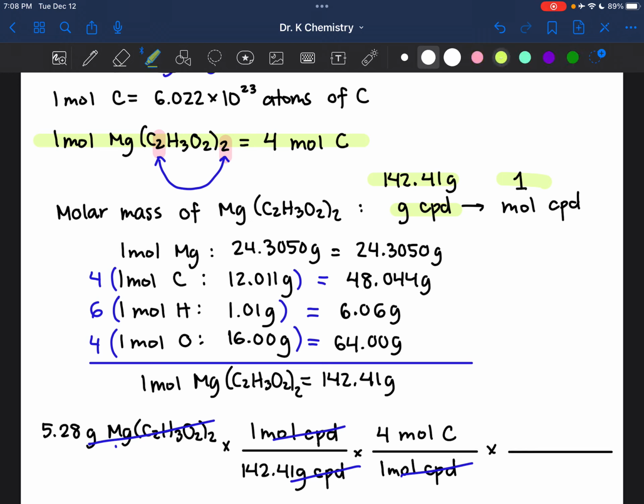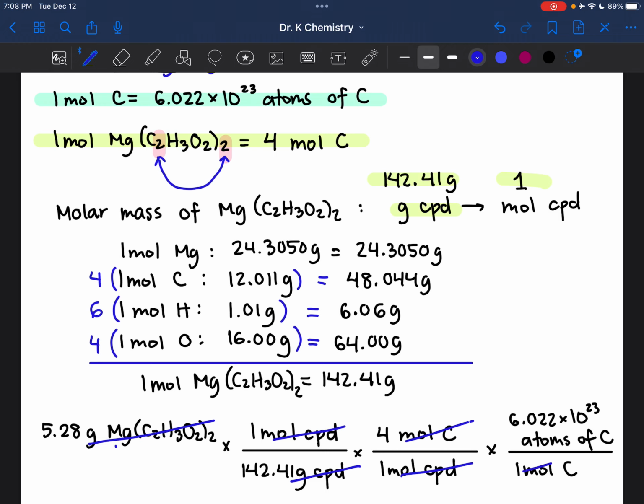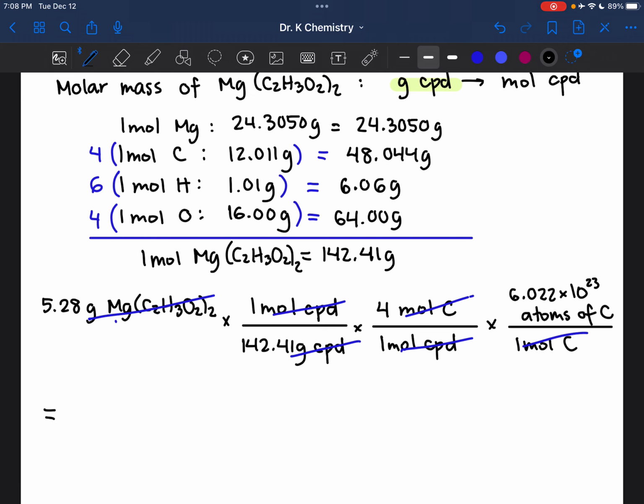And finally, we want to go from moles of carbon to atoms of carbon, and Avogadro's number will take us in that direction. Now, I need to put whatever unit is up top here on the bottom, so moles of carbon will go in the denominator. And in 1 mole of carbon, we have 6.022 times 10 to the 23 atoms of carbon. And now we see that moles of carbon cancel out, and all we have to do is plug in the final values to get the number. So we're going to multiply everything up top and then divide by everything on the bottom.